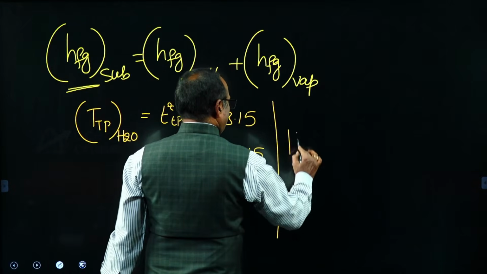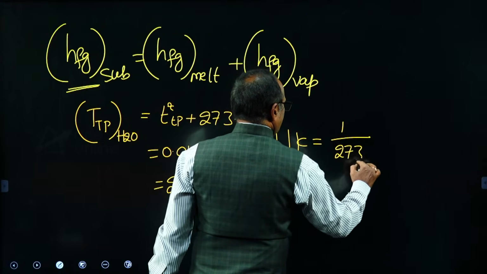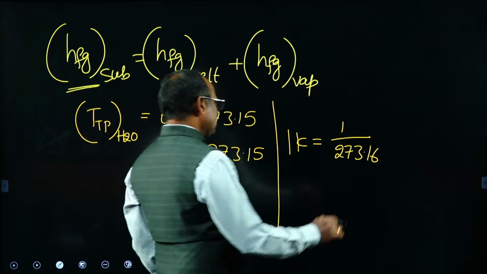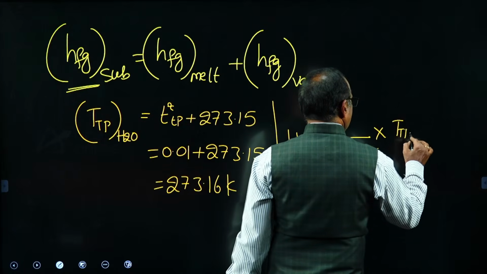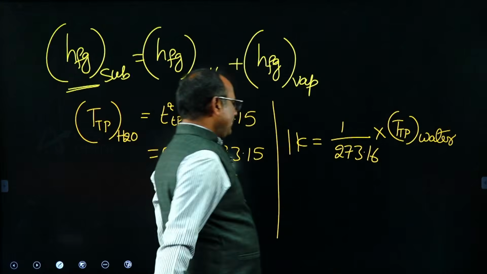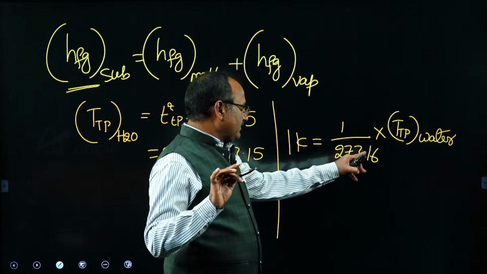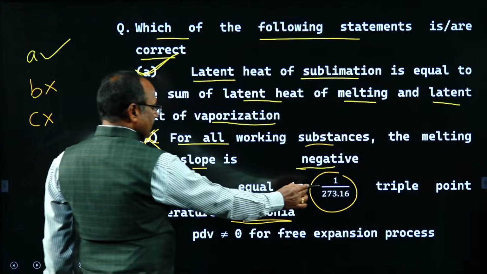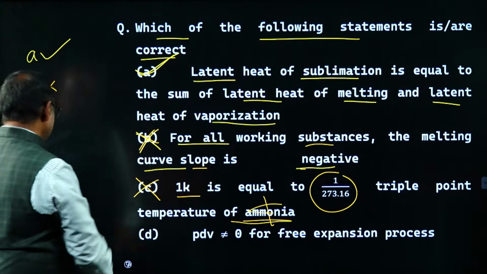Therefore, 1 Kelvin is equivalent to 1 by 273.16 times the triple point temperature of water, not ammonia, water. That is the Kelvin definition. But what is given? 1 Kelvin is equal to 1 by 273.16 times the triple point temperature of ammonia. Not correct. If it is water, that is correct. Look at D.